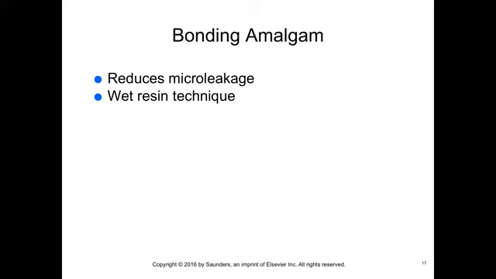Recently, many dentists have begun bonding amalgam with resin bonding agents. This is called the wet resin technique. After etching and application of bonding agent, a dual cure bonding resin is applied to the cavity preparation. And while it's still wet, the amalgam is placed. The wet resin mechanically intermixes with the amalgam during condensation, and when the resin sets, it mechanically locks the amalgam in place and the resin bonds to the tooth.